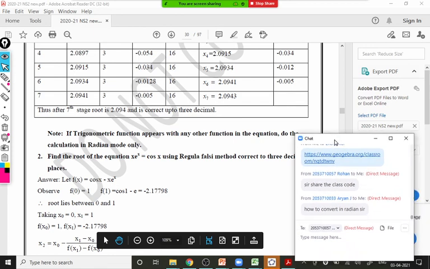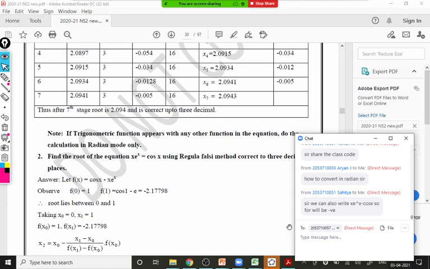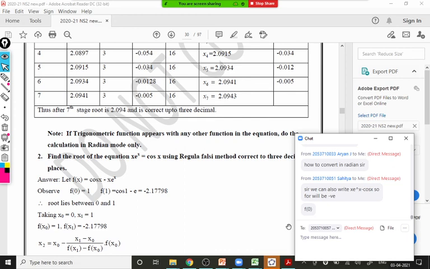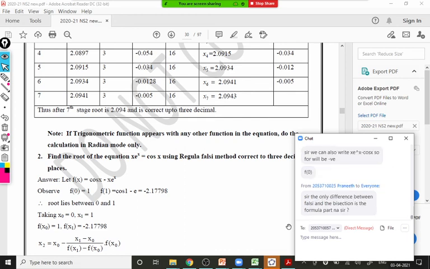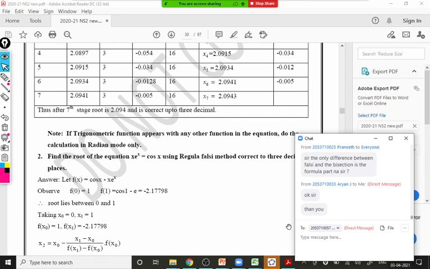Okay, so how to convert to radian? We don't have to convert anything to radian. You have to just switch to the radian mode of your calculator. On a calculator, just press the mode button, and you will get RAD. There is radian mode there. Is it clear?